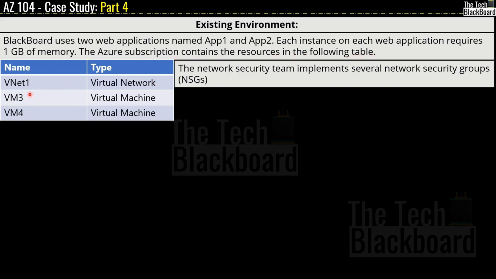Here we can see that we have resources here, which is VNet 1, Virtual Network 1, and then we have VM3, which is a virtual machine. Again, we have one more virtual machine, which is VM4. Then the question says that the network security team implements several network security groups, which are also known as NSGs.